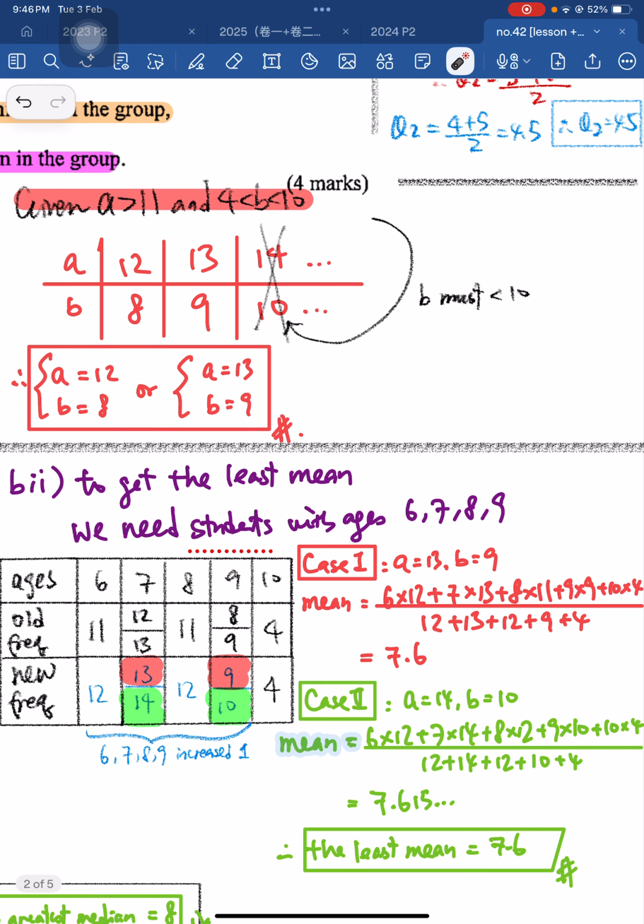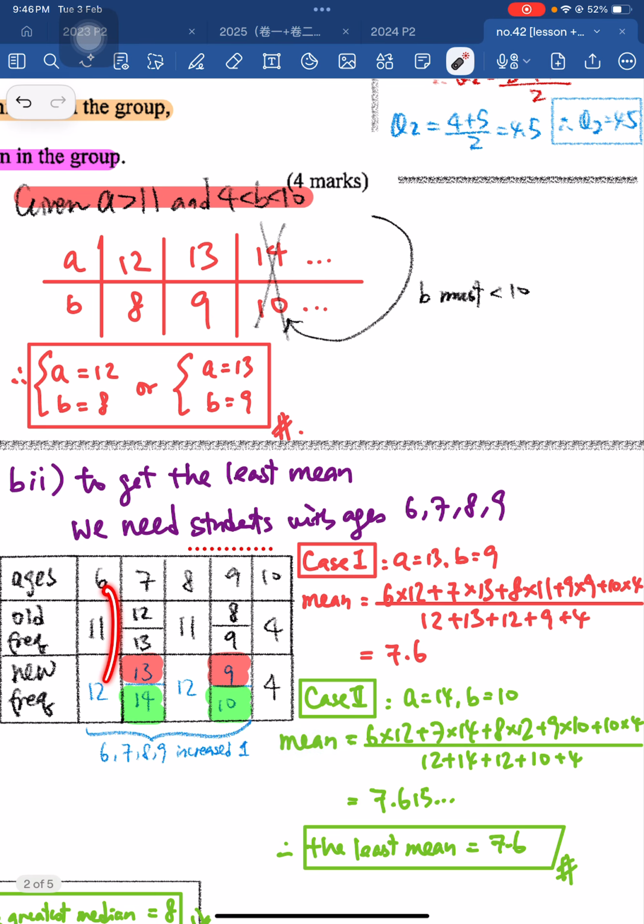And for case 2, we see the green part. We have A equal to 14, B equal to 10. Then likewise, we calculate the mean by calculating the total sum of the ages divided by the total frequency. So the total sum is going to be 12 times 6, 14 times 7, 12 times 8, 10 times 9, and 4 times 10. Then we add all of the data together and divide by the total frequency, which is 12 plus 14 plus 12 plus 10 plus 4. Then use the calculator, and the mean is equal to 7.615 something.